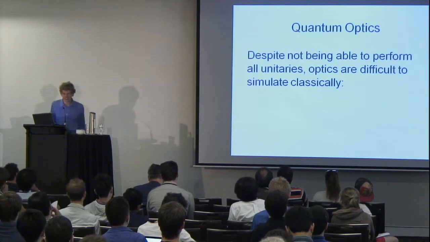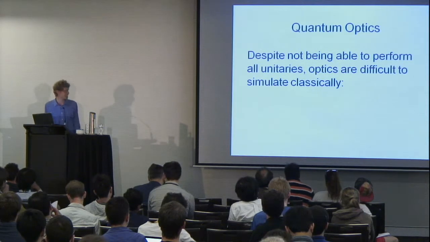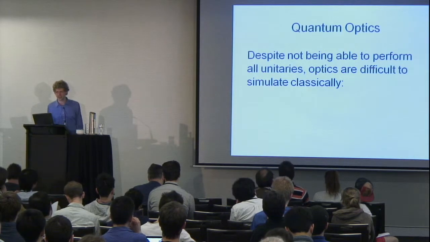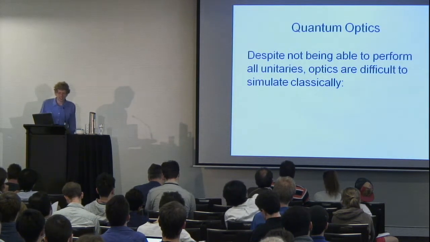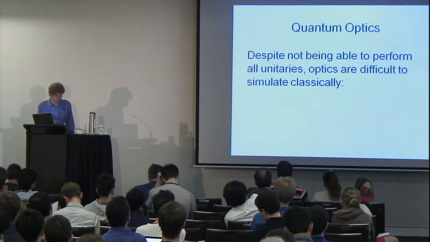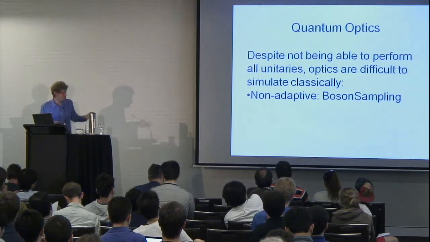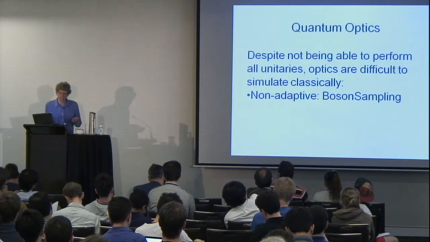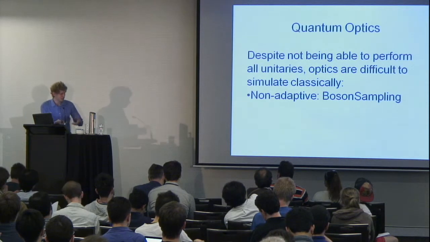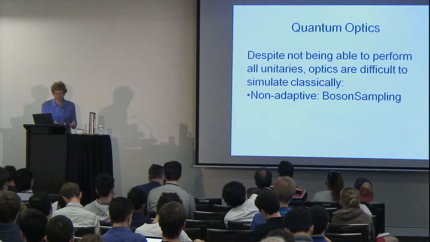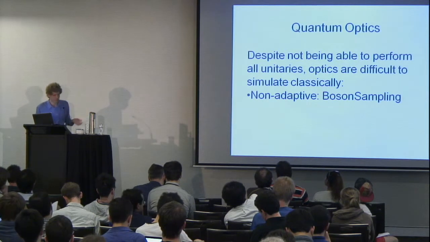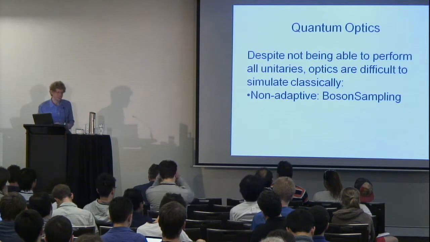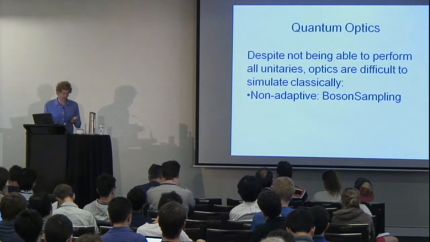And what's interesting about this setup to a computer scientist is that even though you can't perform all unitaries on this larger Hilbert space, these optical systems can still be very difficult to simulate classically. So for instance, Aaronson and Arkhipov recently showed that if you have a linear optical system with a large number of indistinguishable photons, and you run them through some network and then measure in the photon count basis, then you can use these devices to perform something called boson sampling, which isn't efficiently classically simulable unless the polynomial hierarchy collapses.